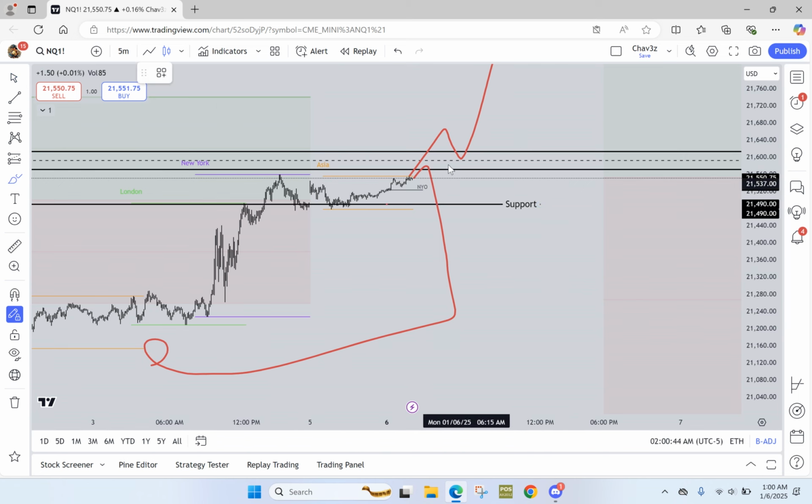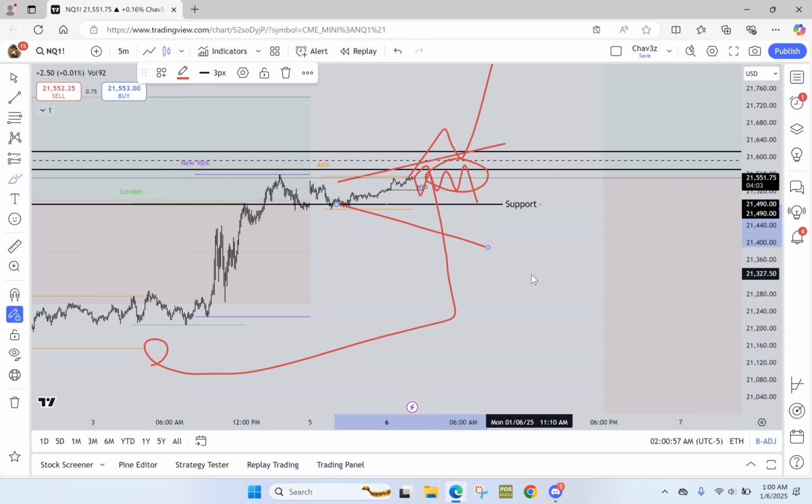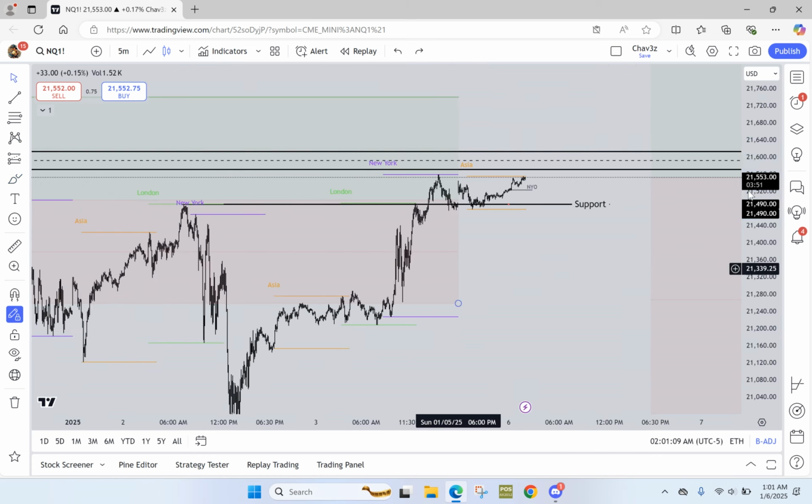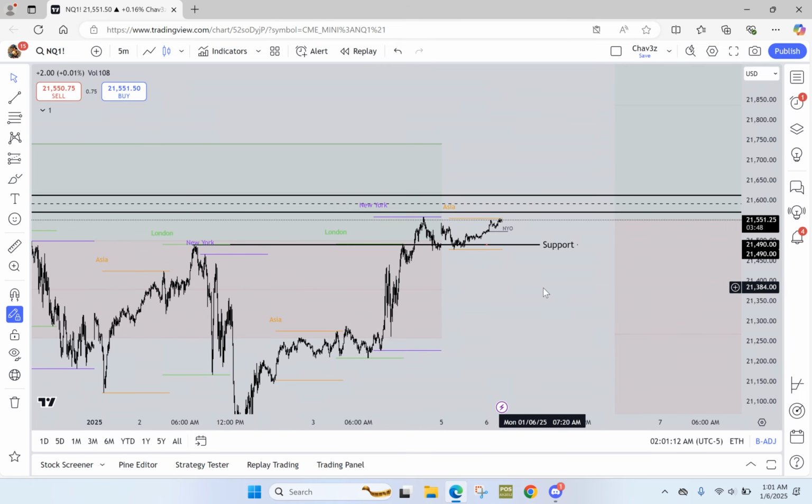And then the third scenario is we trade in this area, we chop around, London creates one of these, and then we create what? We create the funnel, or the broadening formation. We come down and take out equilibrium, which is here, and then we come back up and trade higher. Do you guys have any questions? So those are the 3 types of plays I want to see.